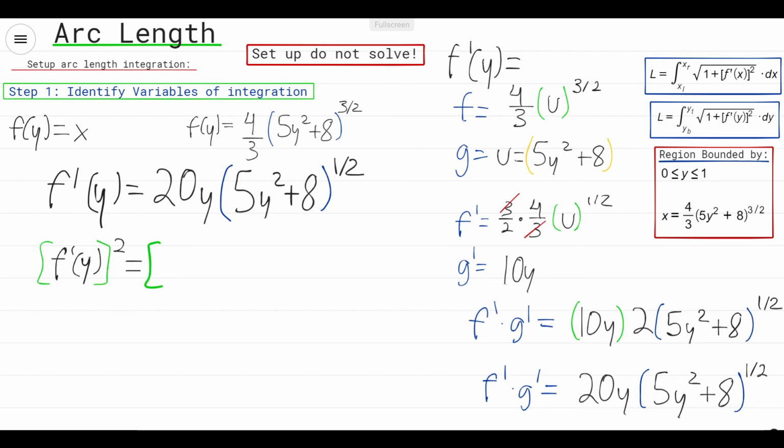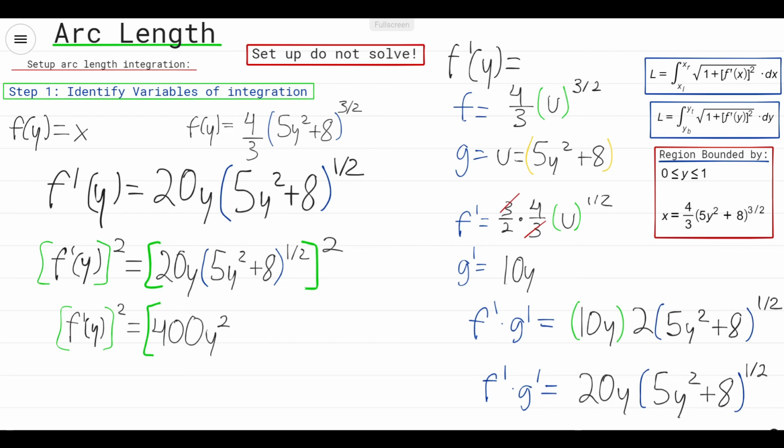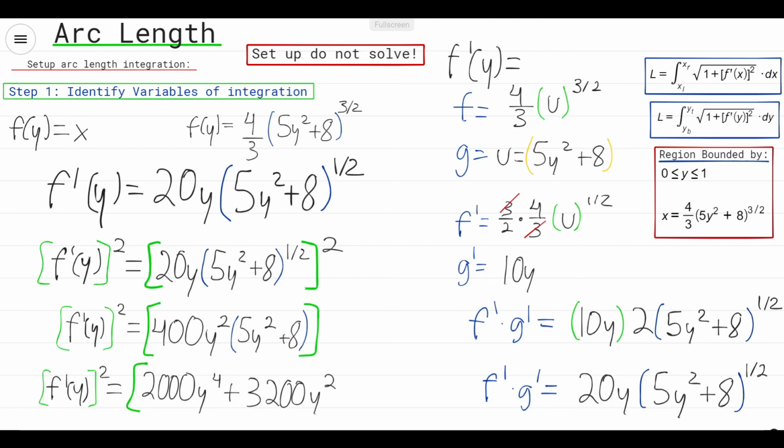So f prime of y squared is equal to 20y times (5y squared plus 8) raised to the 1/2, and we're going to square that. I use parentheses so we distribute the square to each term separately and we don't mess up. In doing so, we get 20 squared is 400, y squared is y squared, and then (5y squared plus 8) raised to the 1/2 squared. We multiply the exponents, we get 5y squared plus 8 raised to the 1 power, or simply 5y squared plus 8. Now we're going to distribute the 400y squared. In doing so, 400 times 5 is 2000, y to the 4th power, because y squared times y squared, since they have the same base, we can add the exponents. So it's 2000y to the 4th power plus 400 times y squared times 8, which is 3200y squared.